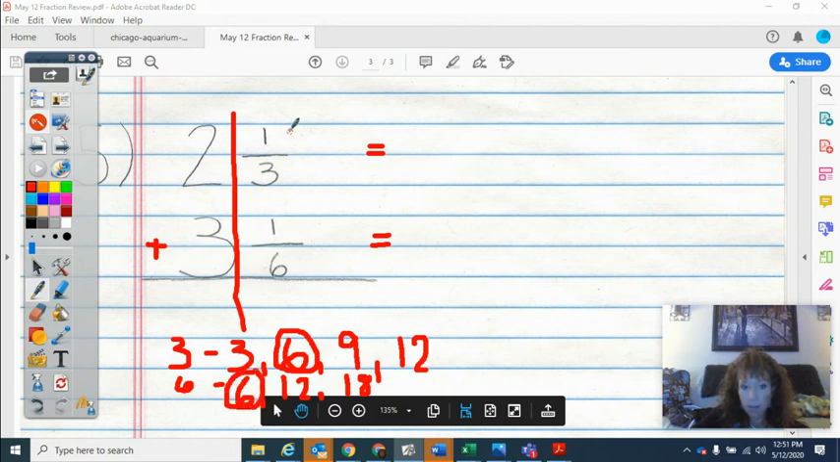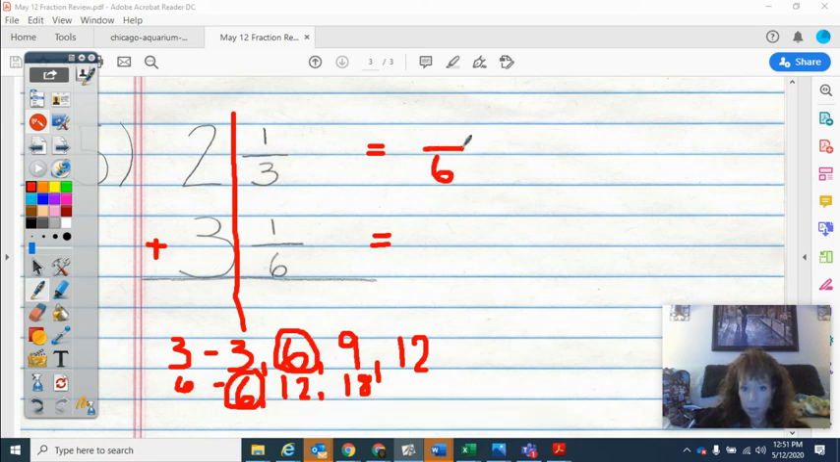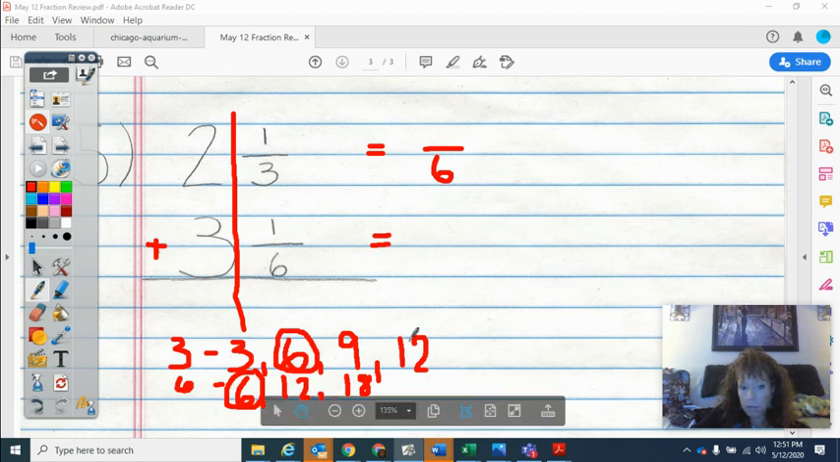And so I'm going to rewrite these fractions both with a denominator of 6. Could I have used 12? Sure. Could not use 9, but I could use 12. I could use 18. I can use 24. But I'm going to use 6 because that makes it easier to simplify at the end.